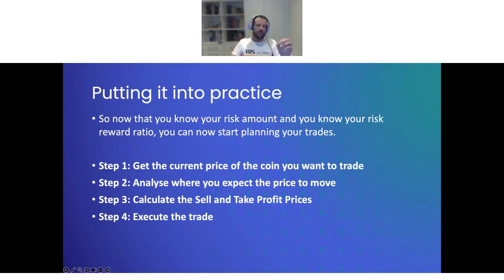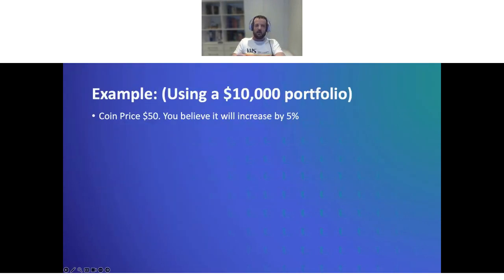So if we look at it as an example using, say, a $10,000 portfolio again, and say we have a coin that costs $50, and we believe it will increase by 5%, based on our technical analysis, based on what we're hearing in some of our Telegram groups, and just looking at the overall movement of price, we're pretty convinced that this will go up by at least 5%.